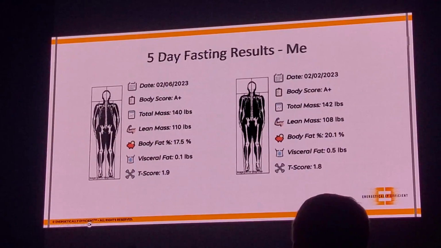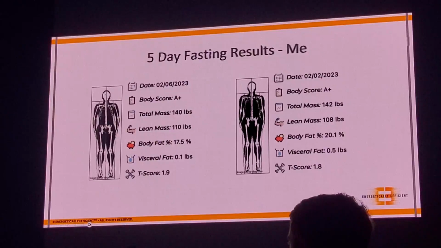So if you'll notice that after, on day 5, on the 6th of February, what I had experienced is, if you look at the total mass number, notice how I lost 2 pounds total mass, okay? But if you look at the lean mass, my lean mass, you guys, went up by 2 pounds. What? Gained muscle during a 5-day fast?